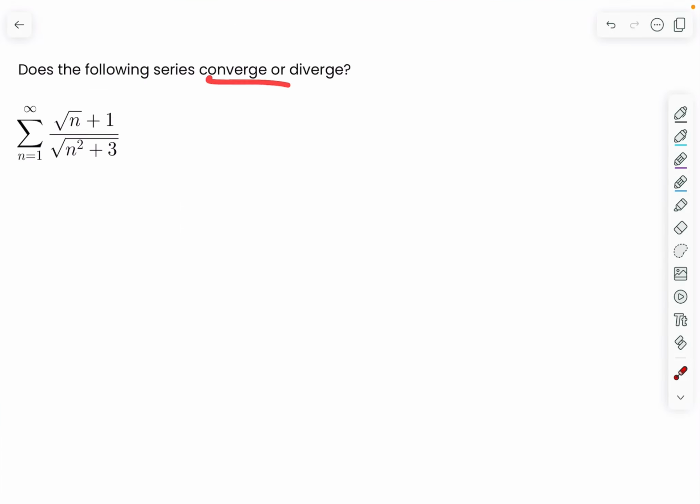Does the following series converge or diverge? Here we're going to be using DCT, the direct comparison test. So we always want to establish the test that we're using on paper, and then we want to write down the rule.